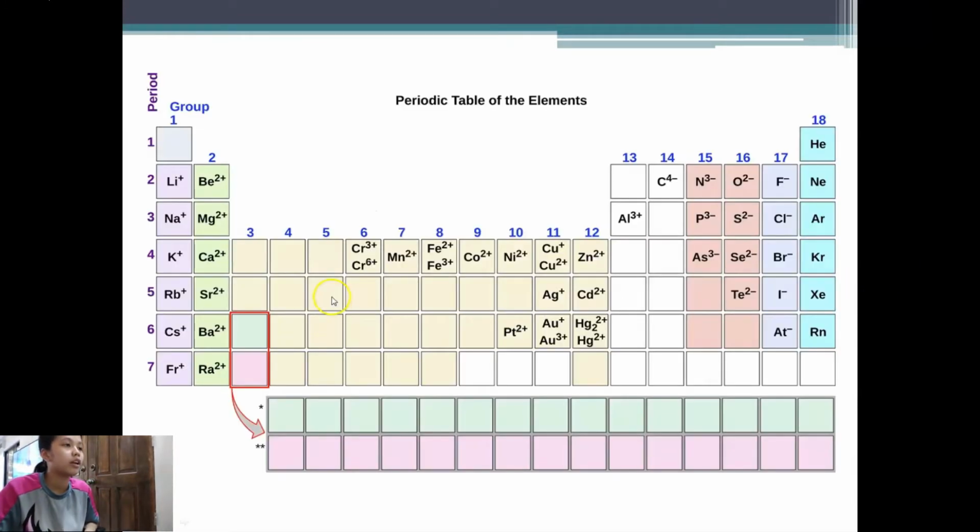Next step. Before that, I will give you a tip. Be sure to be familiar with the periodic table. It will be easier for you to locate elements if you know how the periodic table is arranged.